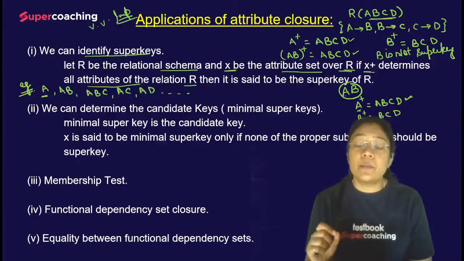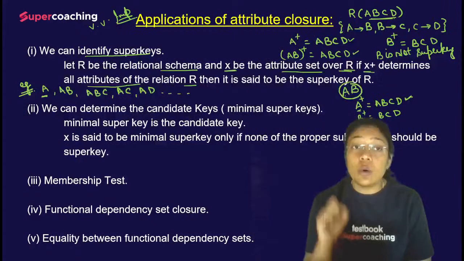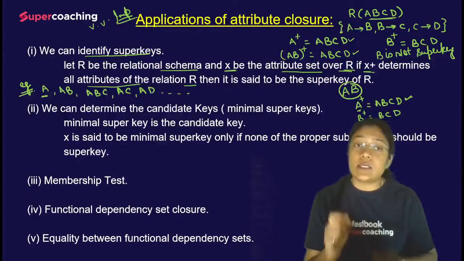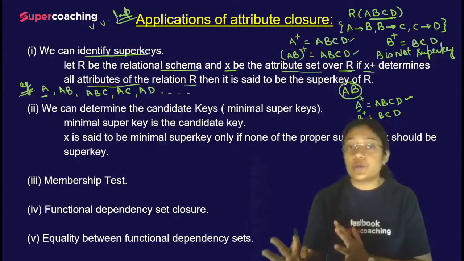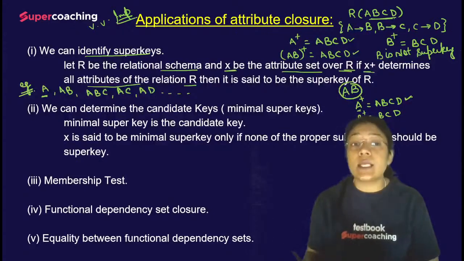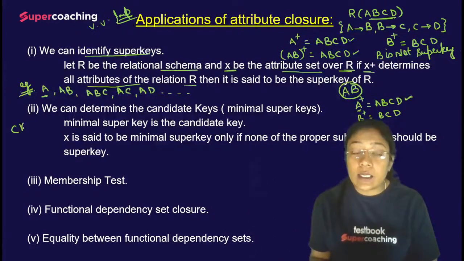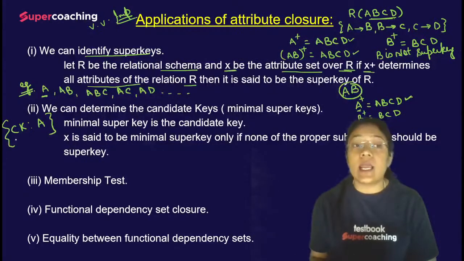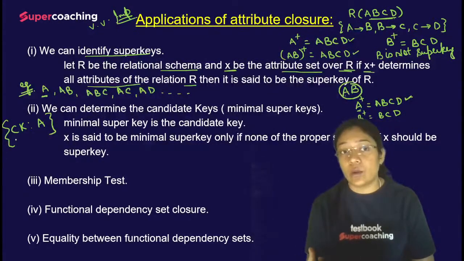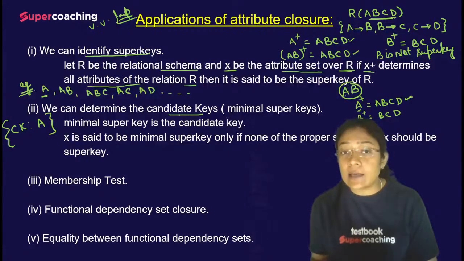कम से कम हमें AB नहीं चाहिए, only A is sufficient. सिर्फ A के साथ भी सारे एट्रीब्यूट्स डिटरमाइन हो रहे हैं, so we will say that candidate key is A only. तो हमारे पास candidate key क्या आएगी, that is A only. Okay, so we can determine the candidate key.